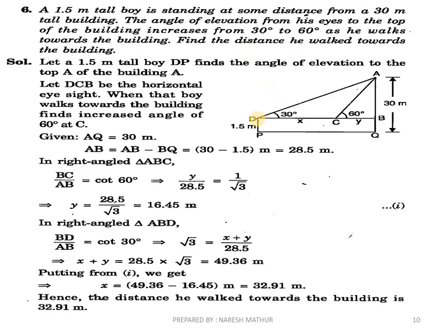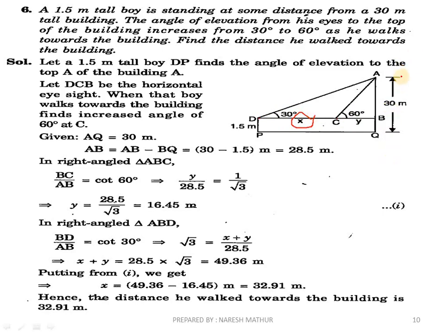It means at the initial the boy is here at point D. Now he is moving towards the building. Let's say he reaches from point D to point C. Now the angle of elevation has changed from 30 to 60 degree. Now we need to find how much distance he walked in this condition.